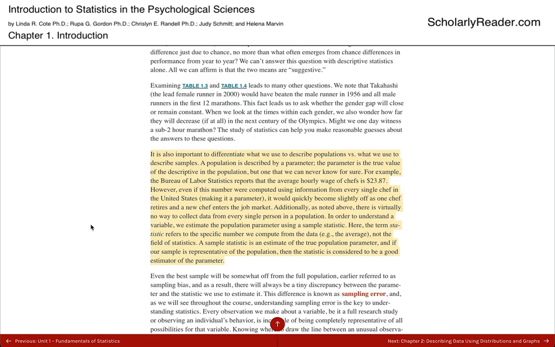Additionally, as noted above, there is virtually no way to collect data from every single person in a population. In order to understand a variable, we estimate the population parameter using a sample statistic.